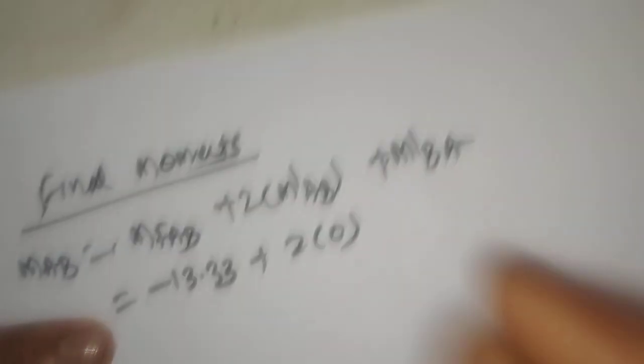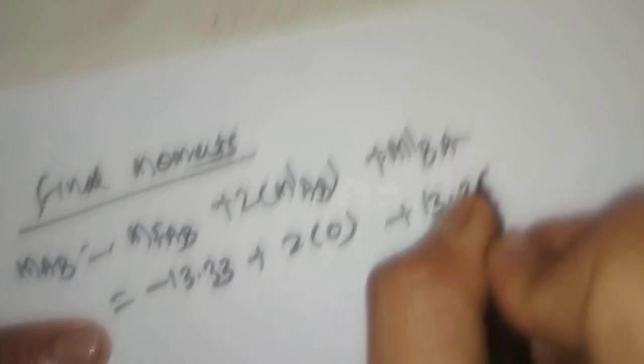M dash BA value is 13.38, so plus 13.38. This will result in the final moment value as approximately minus 13.33 plus 13.38, which results as 0.05. So this value is 0.05 kilonewton meter.